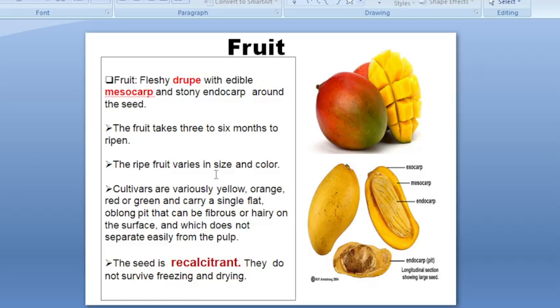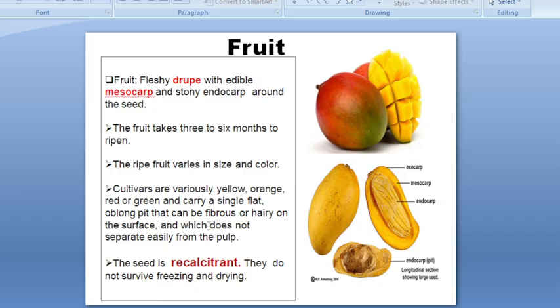The fruit type is drupe. Many times they may ask which fruits belong to, or are having, drupe as a type of fruit. Mango is one among them. Some other fruit crops also have a drupe-like fruit type. Botanically, the fruit type is drupe.